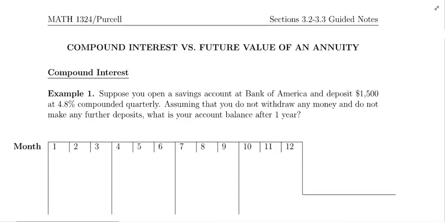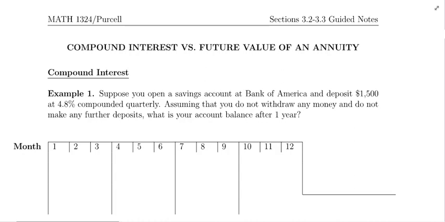Let's read through example 1. Suppose you open a savings account at Bank of America and deposit $1,500 at 4.8% compounded quarterly. Assuming that you do not withdraw any money and do not make any further deposits, what is your account balance after 1 year? Read through this question thoroughly. Make sure you understand what is going on and what is being asked.